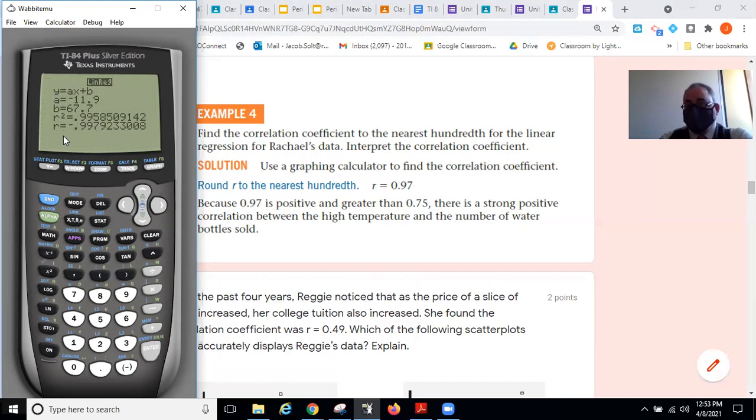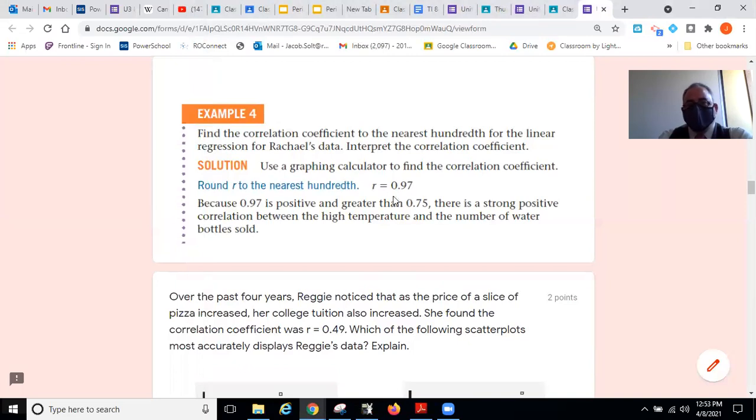R is the correlation coefficient. For the data I have in my calculator right now, the correlation coefficient is negative 0.99, which tells me it has an extremely strong correlation. That's a negative correlation coefficient. All right. For Rachel and her data, her R value was 0.97. That's a very strong correlation coefficient right there.